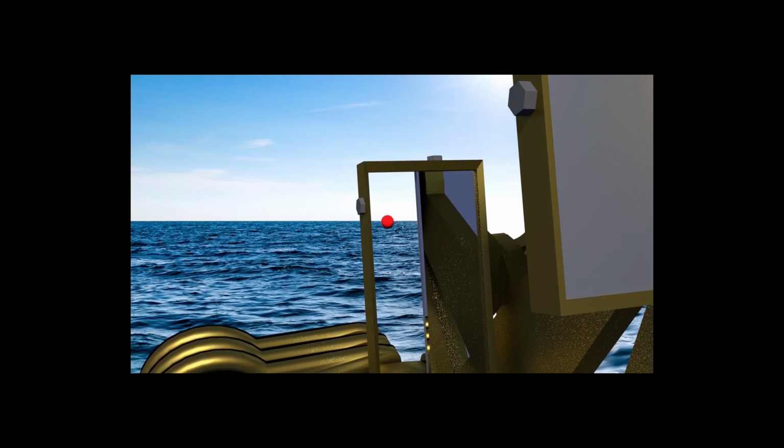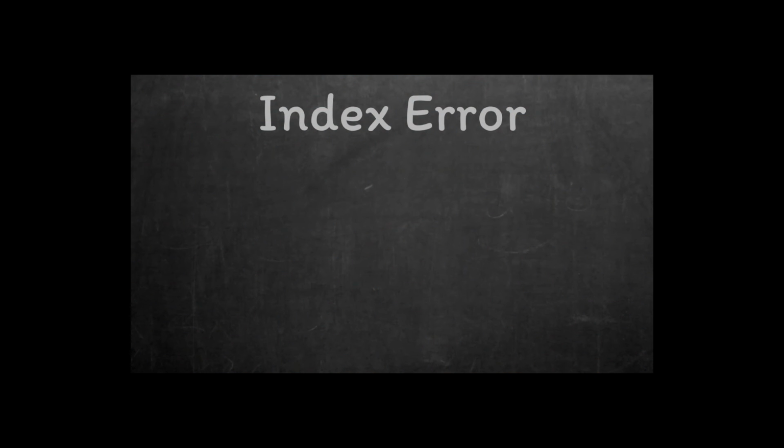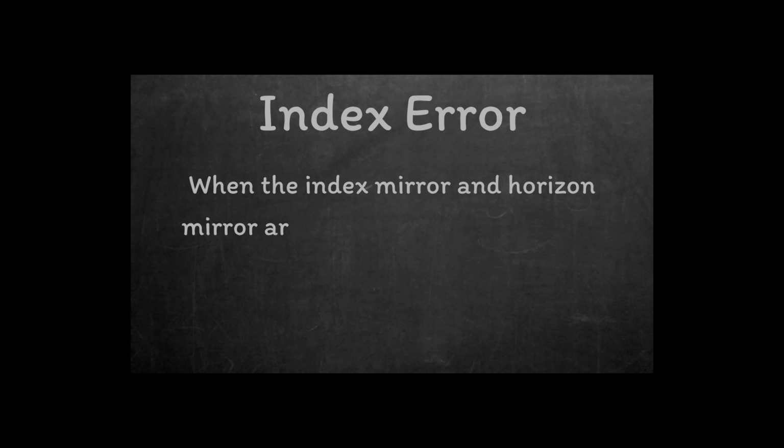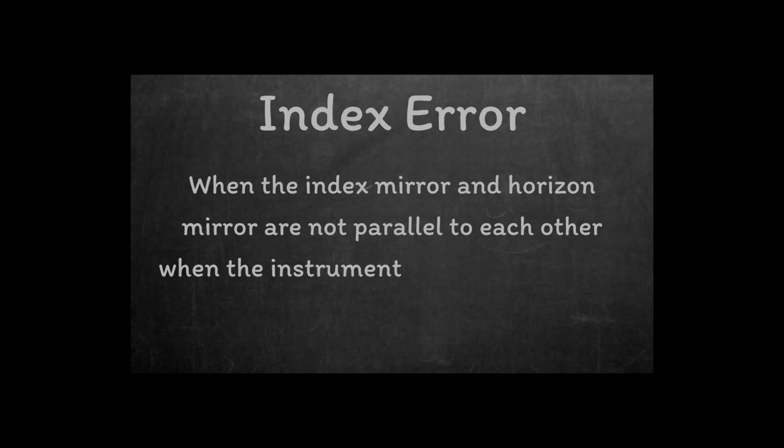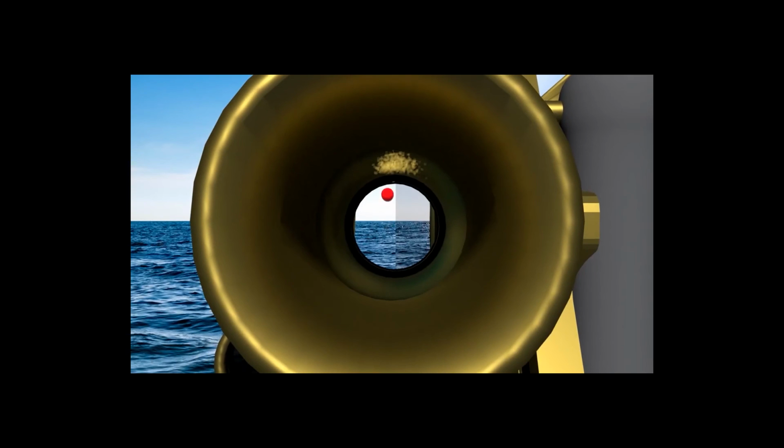So, what's index error then? Index error is when the index mirror and the horizon mirror are not parallel to each other when the instrument is set at 0. If you set the instrument to 0 and look through the telescope at the horizon, you can spot any index error. If there's a step in the horizon, index error is present. This is why index error and side error need to be corrected together. If you have a sextant with both errors present, images in the telescope will be displaced both horizontally and vertically. The horizontal displacement is due to the side error, and the vertical displacement is due to the index error.